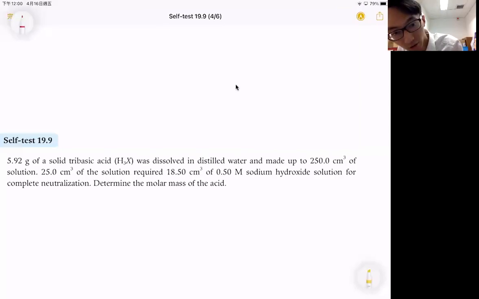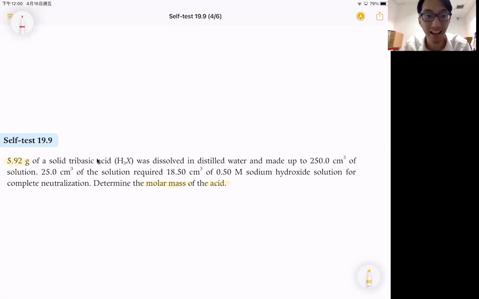So in this question, you are going to calculate the molar mass of an acid. Based on the information provided, we are going to calculate the molar mass of the acid. First of all, we need to highlight the important things, right? So we have 5.92 grams of tribasic acid.